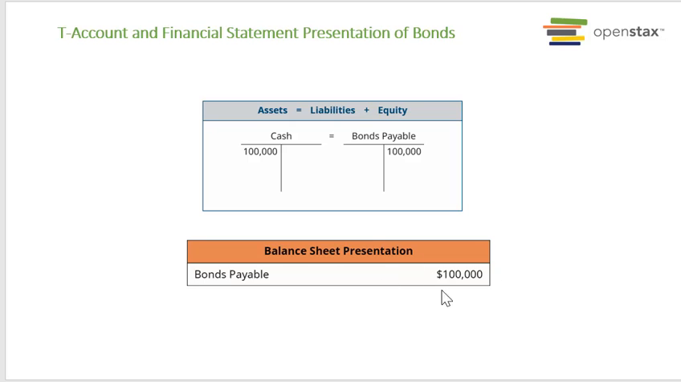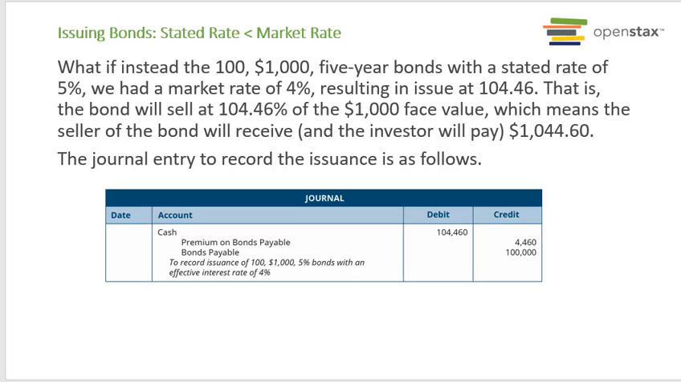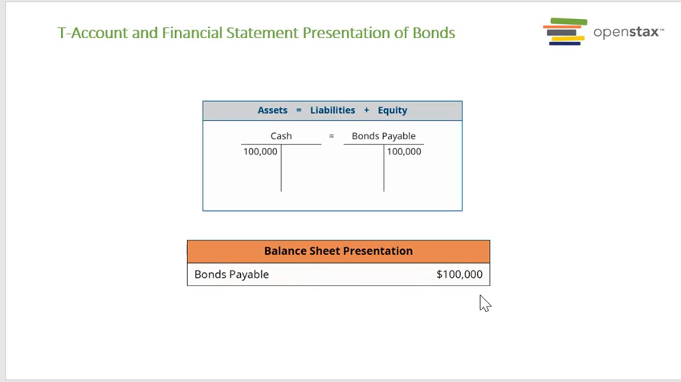T accounts, if you were to look at it, would be cash. We debited for $100,000, and we credited bonds payable, a liability, for $100,000. And on the balance sheet, it would just show up as bonds payable. We owe $110,000.